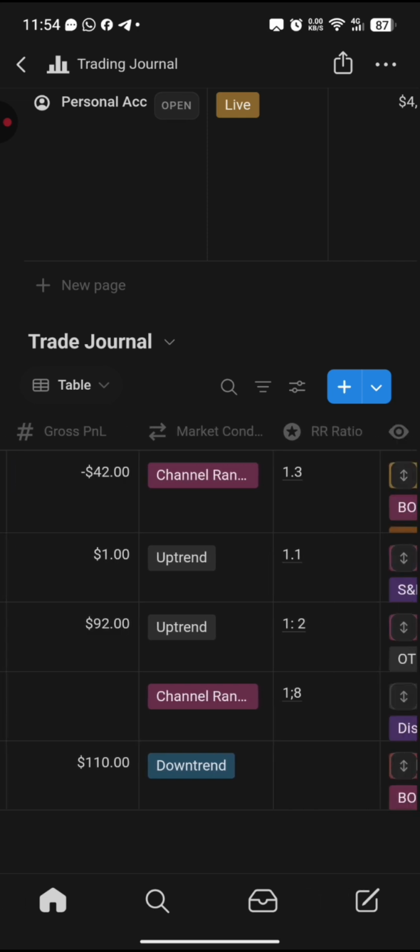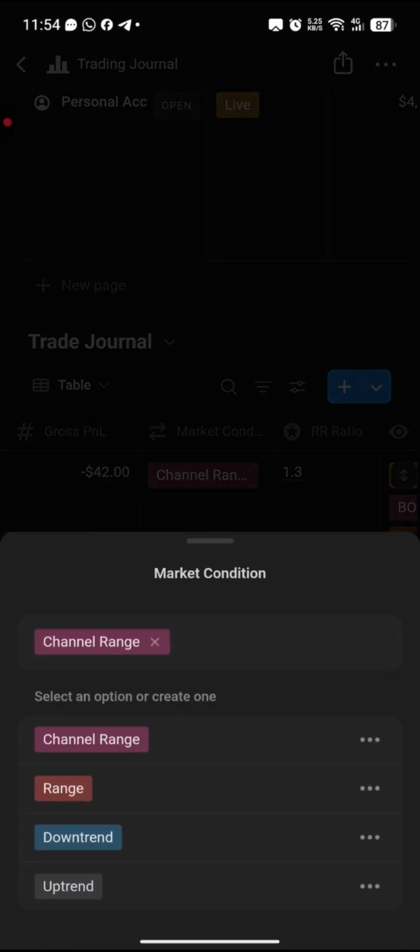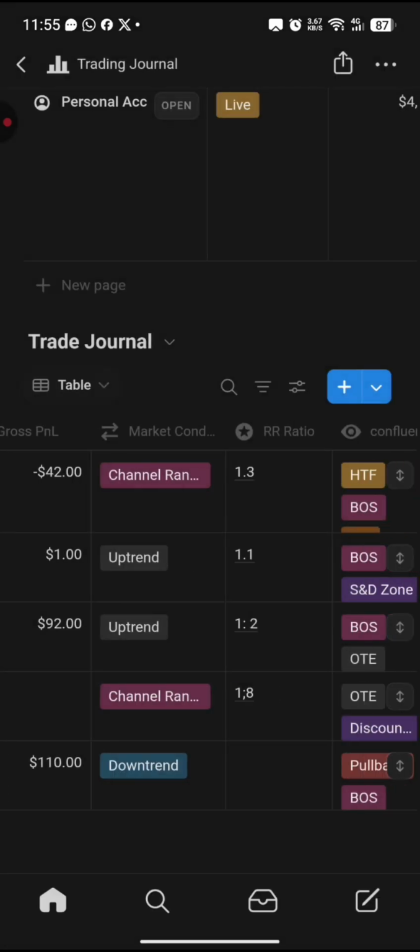And then over here, what is the market condition? What is the market currently doing? Is it trending? Is it ranging? Is it in an uptrend or downtrend? Is it in a channel range, or what exactly is going on?